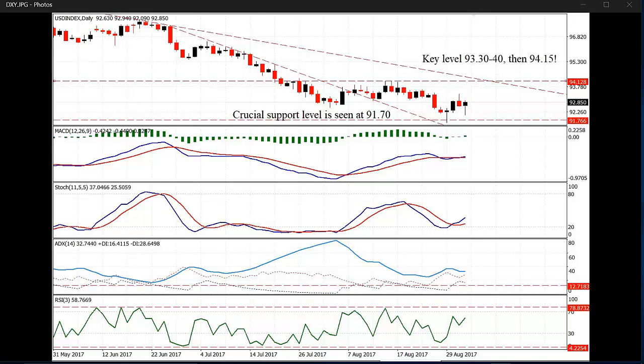Last week, the US dollar came under extreme pressure after challenging the crucial support level that I highlighted at 91.70. And from the rebound off the low of 91.60, the market still questions whether we can get a potential recovery.